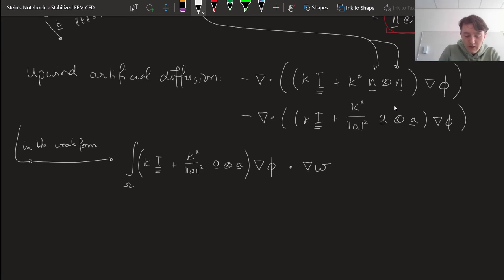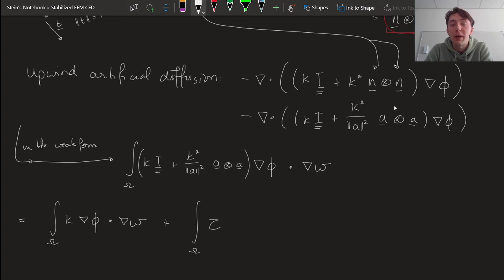So I can split this, and I get, well, k times I times the gradient of phi. Well, that's simply again going to be k times the gradient of phi, right? So nothing changes there, and we also don't want anything to change there. So that's what we're happy with. This was still our original term, but now we get this new artificial diffusion term, which again is only acting in the streamline direction. Let me at this point rewrite this artificial diffusion kappa star divided by a squared as tau. That's going to be what we will call our stabilization parameter.